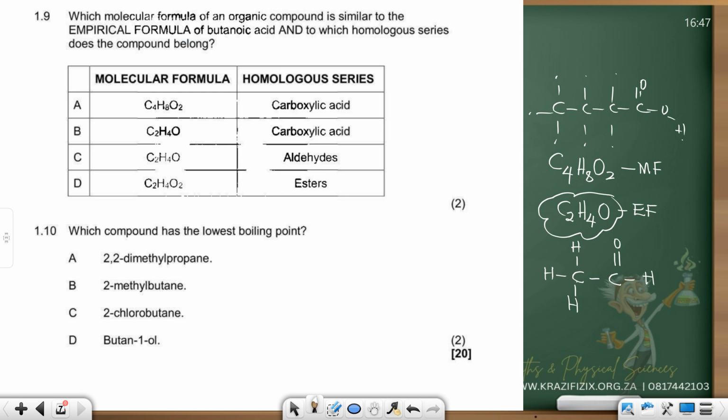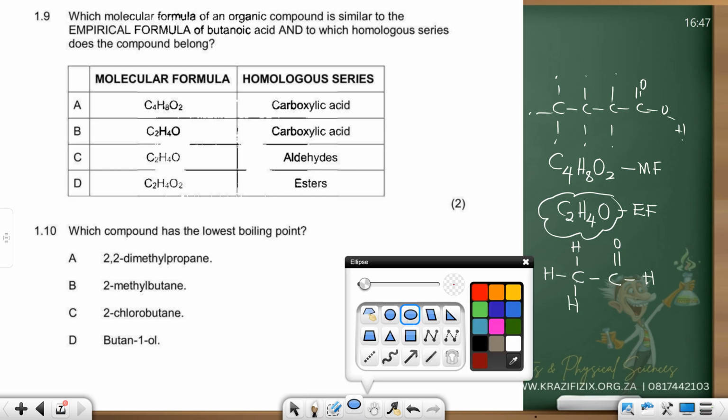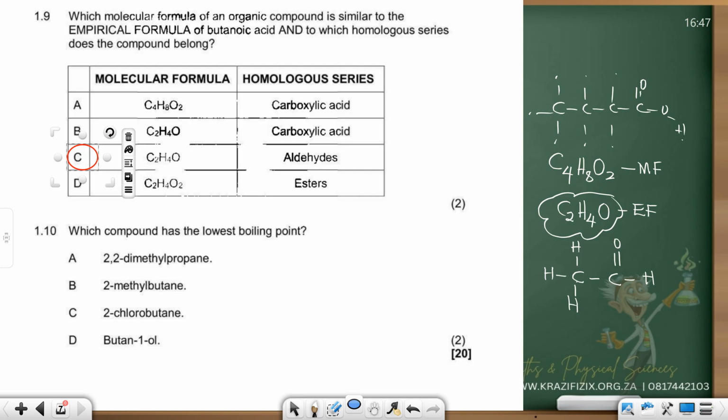C2H4O. So I already have my answers. C2H4O, and it's an aldehyde. Lovely. My answer is C. So it could have also been a ketone, but here we only have what? Aldehyde. Do you guys understand the question? Do you understand how I treated the question?